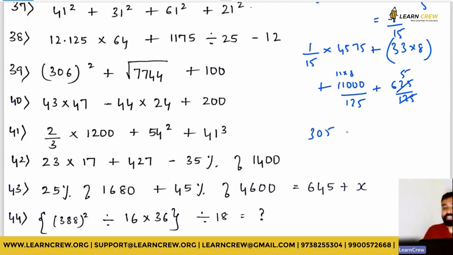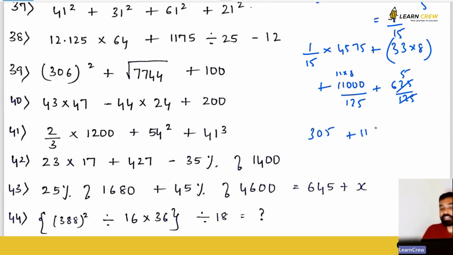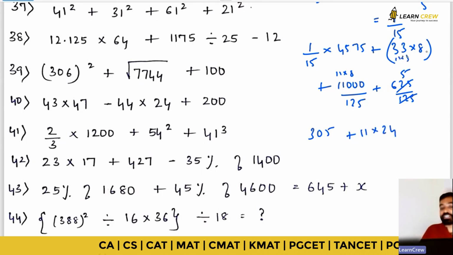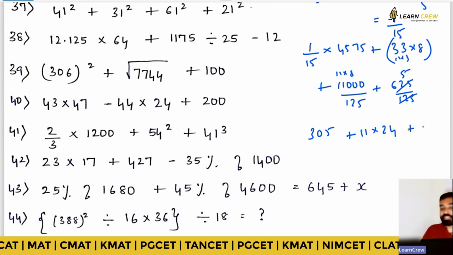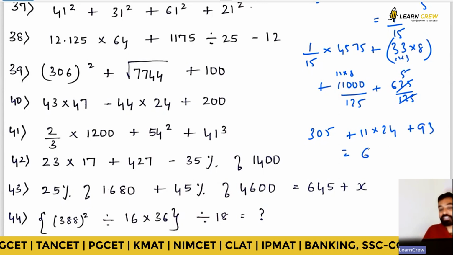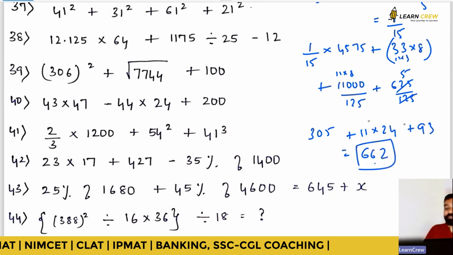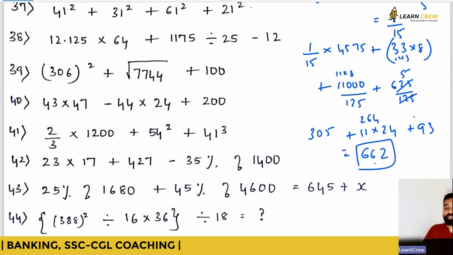That is nothing but 305 plus 33 into 8, which is 11 into 24. That is nothing but 11 into 3, so 3 into 8 is 24. 11 into 24 plus 93. This whole thing gives you 660. 305 plus 264 plus 93.